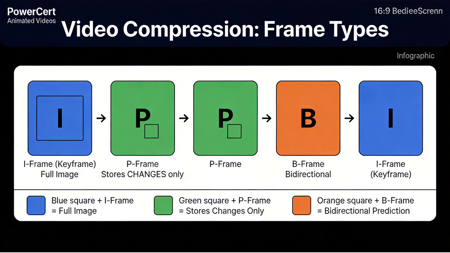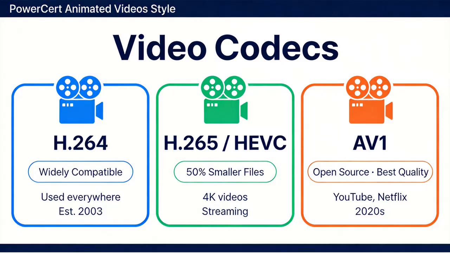Modern video codecs use 3 types of frames. An I-frame, or keyframe, stores the complete image. Then, P-frames only store what changed compared to the previous frame. B-frames look both backwards and forwards and store only the differences. This is called interframe compression, and it can reduce file sizes by 99% or more. The software that does all this clever compression and decompression is called a codec, short for coder-decoder.